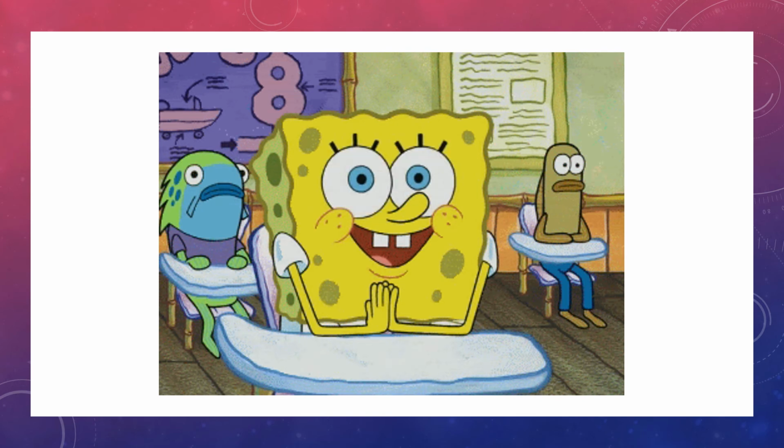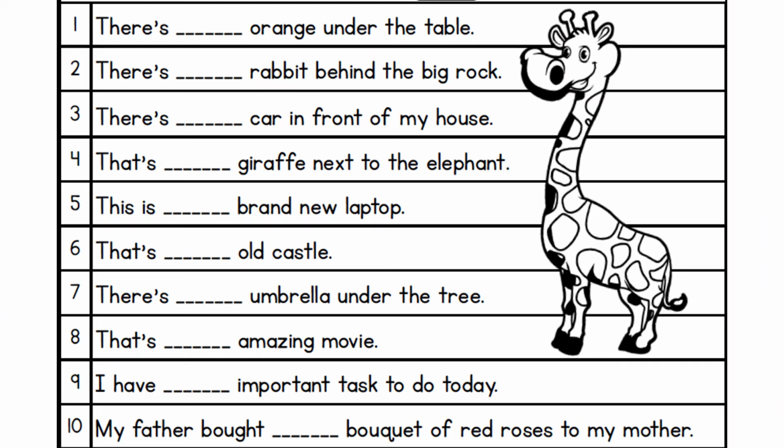Okay, jom. Let's check your answers. Number 1. There's an orange under the table. Orange, O. So, it should be an. Remember vowel. Number 2. There's a rabbit behind the big rock. Rabbit. If you have this correct, put a tick.